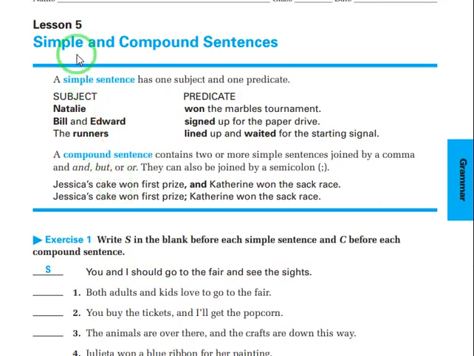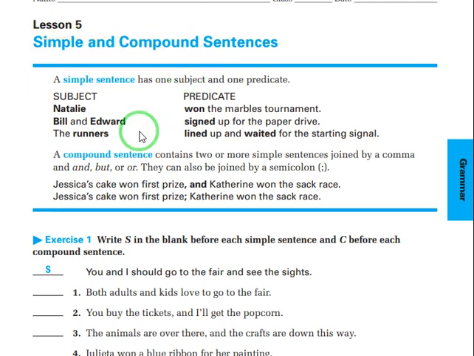Learning about compound subjects and compound predicates, now compound sentences will be very easy. We all know that when we join two simple subjects, we get a compound subject. When we join two simple verbs or two simple predicates, we get a compound predicate. When we join two simple sentences, we get a compound sentence.